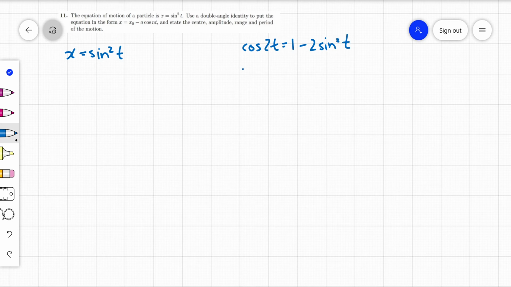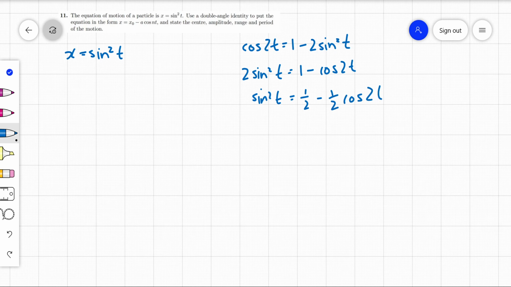So if I rearrange that, 2 sine squared t is 1 minus cos 2t. So sine squared t is a half minus a half cos 2t. And that's what our x is equal to. So you can see from that that our amplitude is a half.